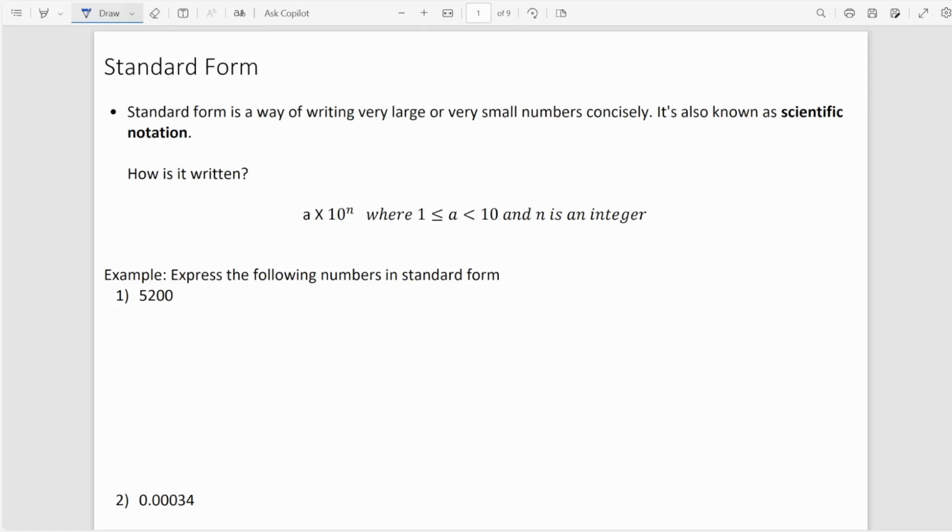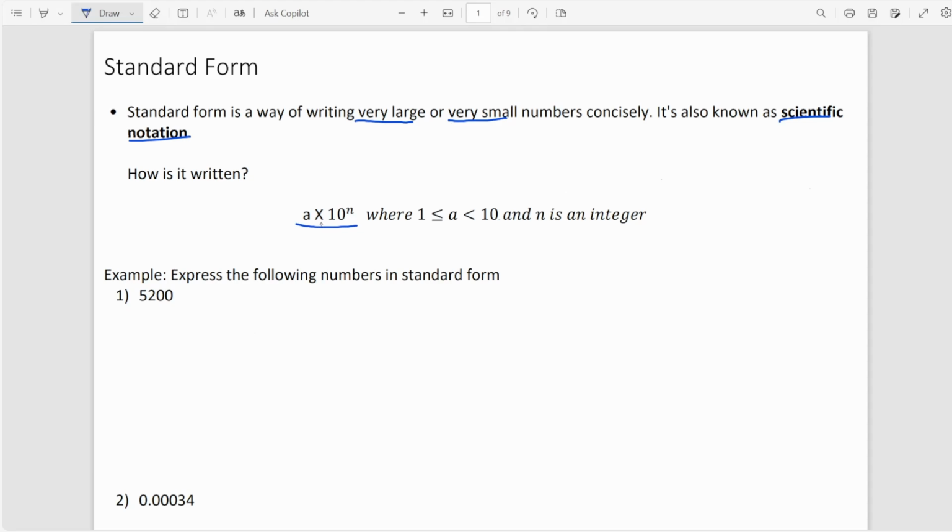In this video, we will be talking about standard form. Now, standard form is a way of writing very large or very small numbers concisely. It's also known as scientific notation, okay? Now, how do we write standard form? This right here, this is the form.